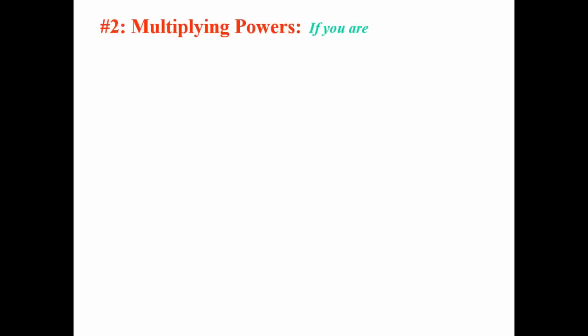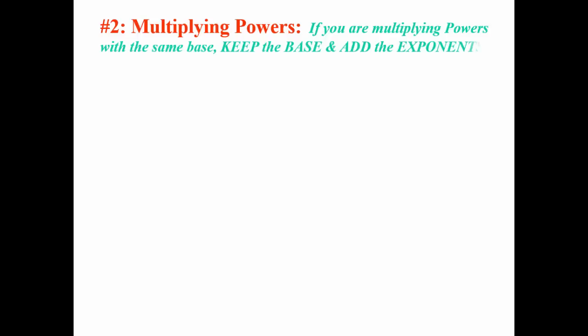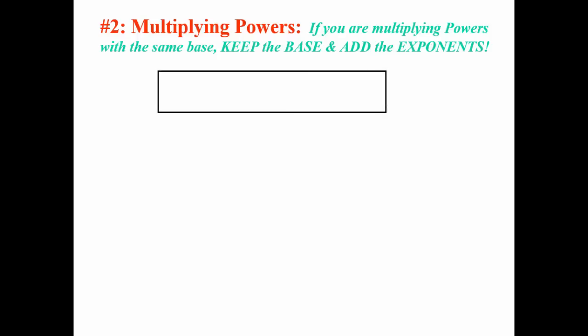The second rule we have, this one's really important, guys. If we are multiplying powers with the same base, so the only way that we can multiply these powers is if they have the same base, we keep the base and add the exponent. So here is an example. You want to write this down in your notes. If we have x raised to the m power times x raised to the n power, that is going to be equal to x raised to the m plus n. Guys, this is a really important rule.